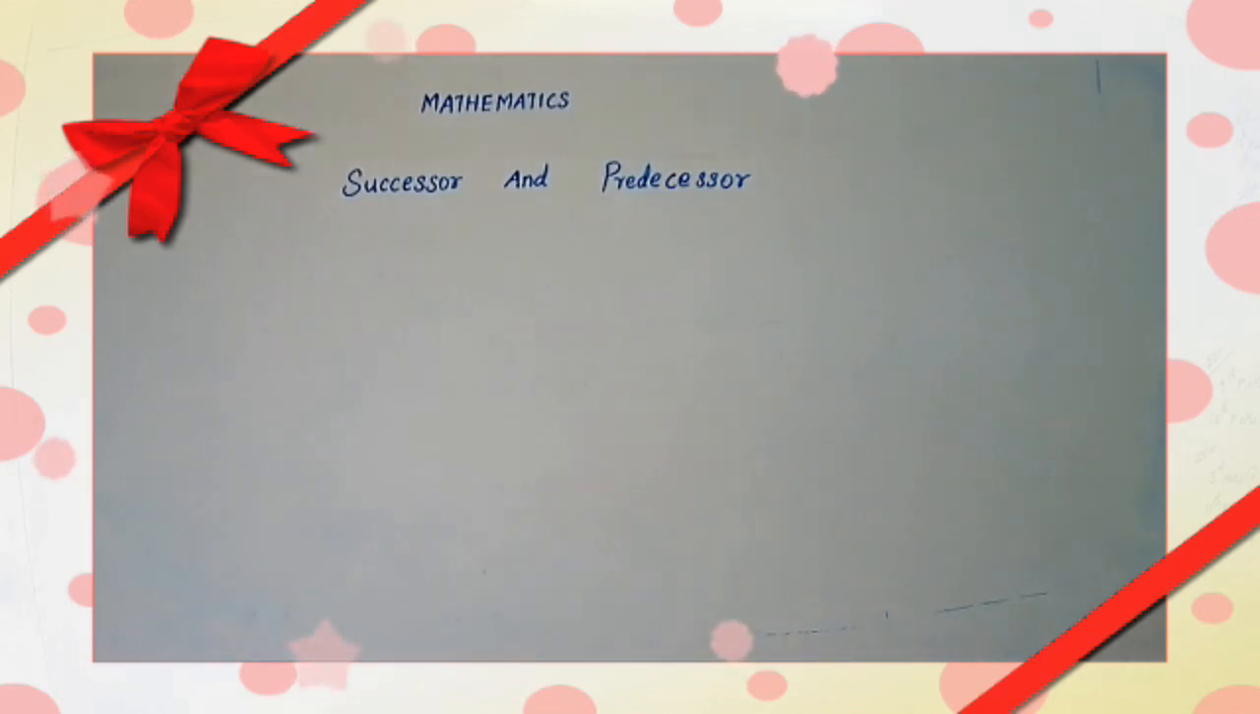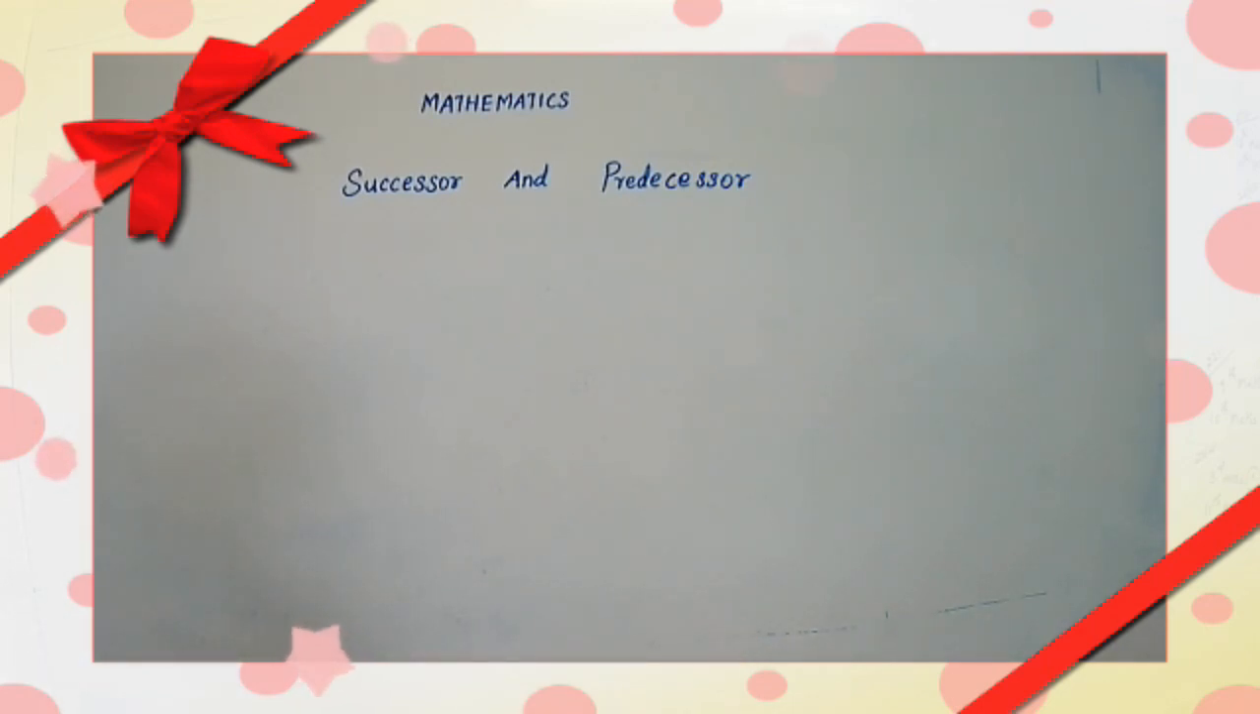What is successor? A number which comes just after a given number is called its successor. What is predecessor? The number which comes just before a given number is called its predecessor. We can obtain the successor of a given number by adding 1 to it.